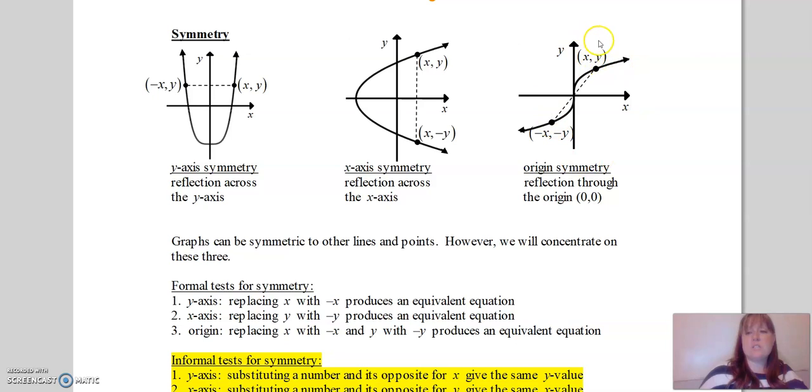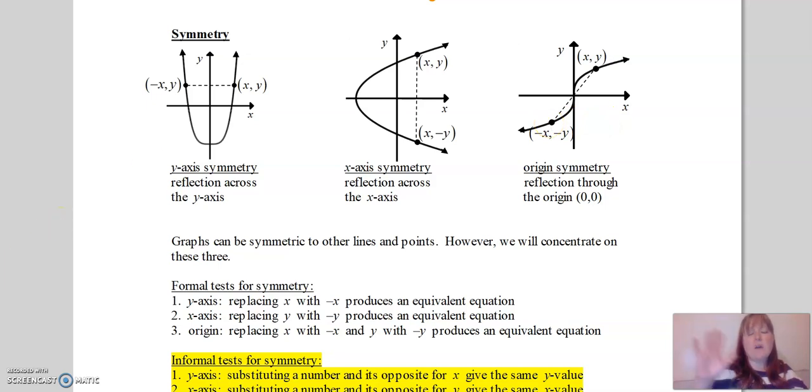And then we have origin symmetry, which is reflected across the line y equals x, which is basically through the origin, if you want to think of it that way. And so basically the idea is if I have x, y, then I would have negative x, negative y, right? Like I come down here to negative x, and then I reflect across to negative y.